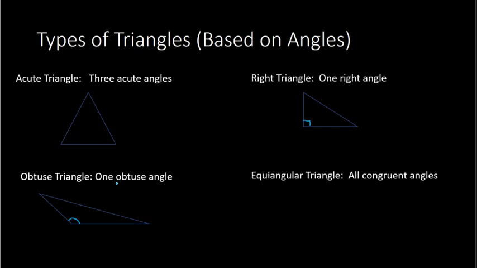And then lastly, based on the angle measures, we have what is called an equiangular triangle, where each angle is the same or equal. So for example, right here would be an equiangular triangle because each angle is the same measure. And by the way, if each angle is the same measure and we know there are 180 degrees total in a triangle, that means each angle needs to be 60 degrees. So an equiangular triangle has angle measures of 60 degrees.